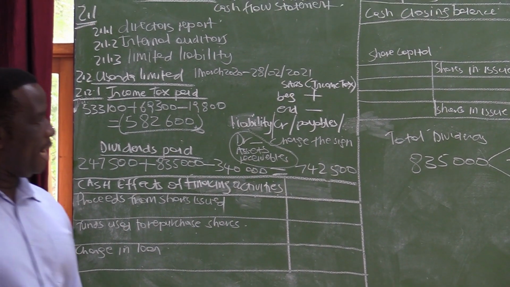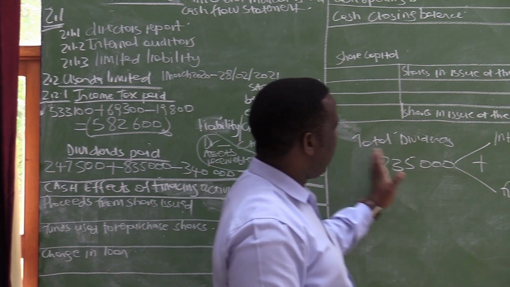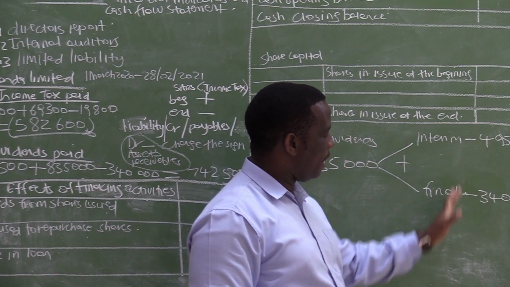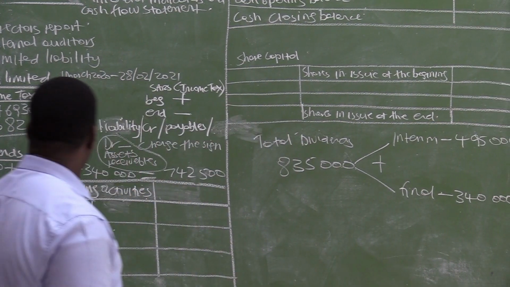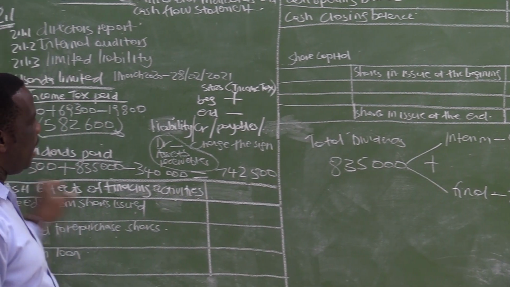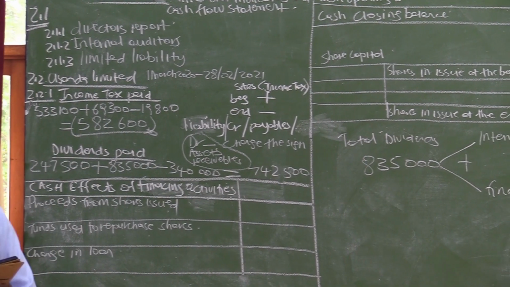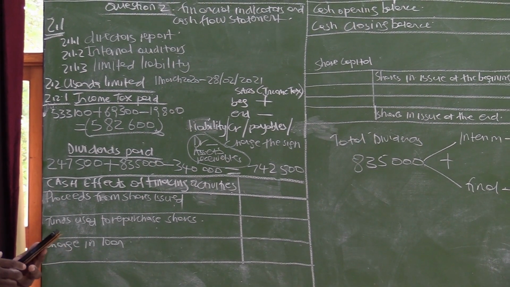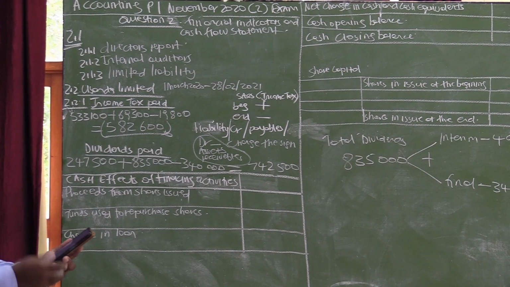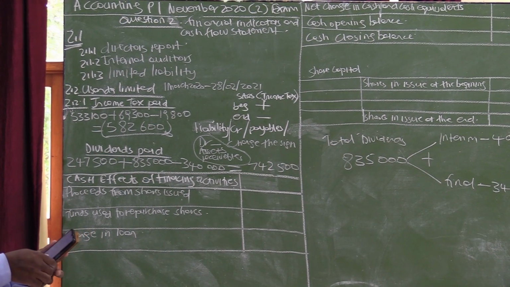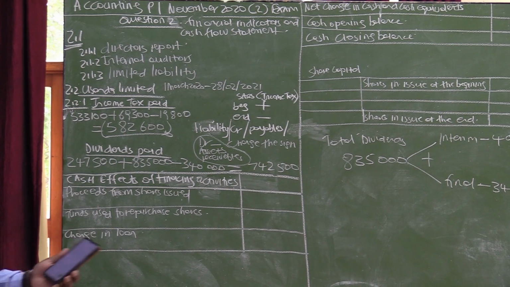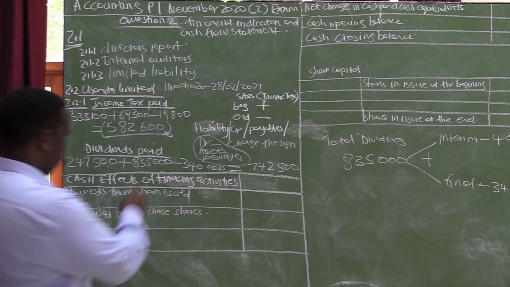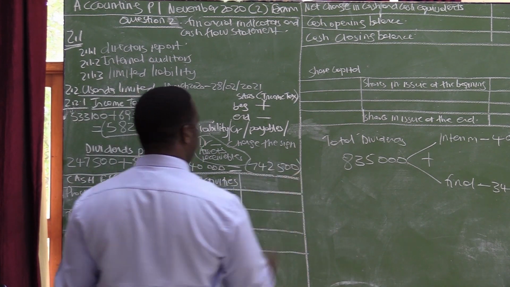And if one has worked it out separately to calculate the interim, then you can just come here, take your opening balance plus your interim. It will give you the same amount. You can take this 247,500 and you just add the interim only, which is 495,000. The total answer will be 742,500, which is the same answer that we have already calculated, and this is dividends paid.